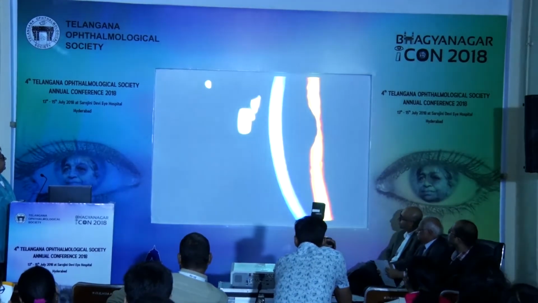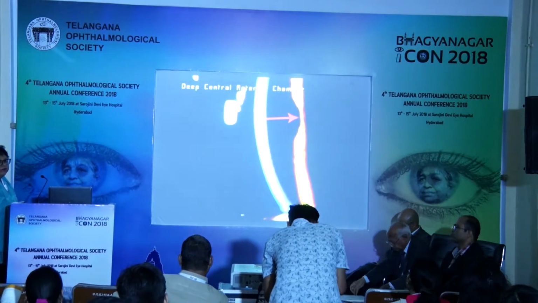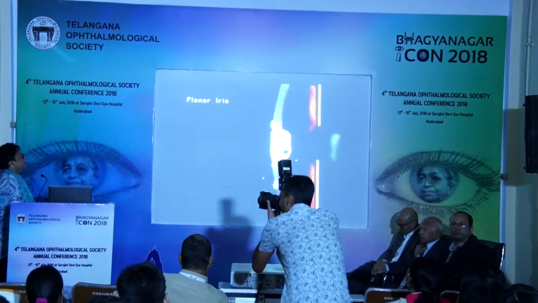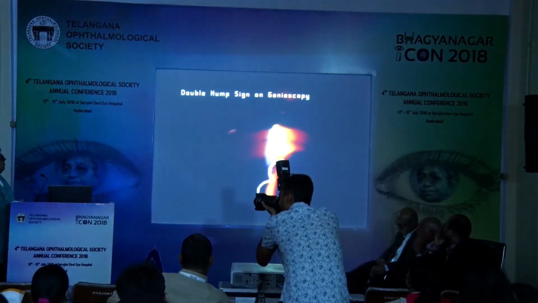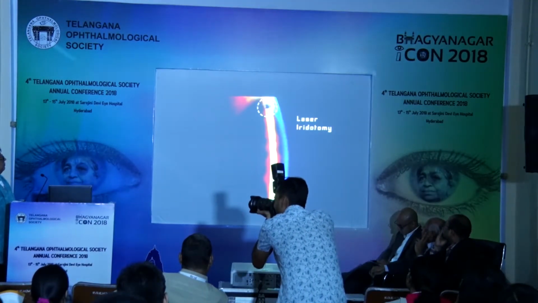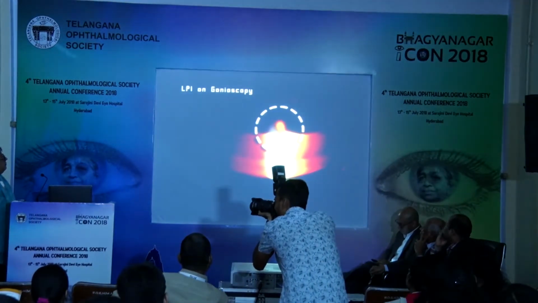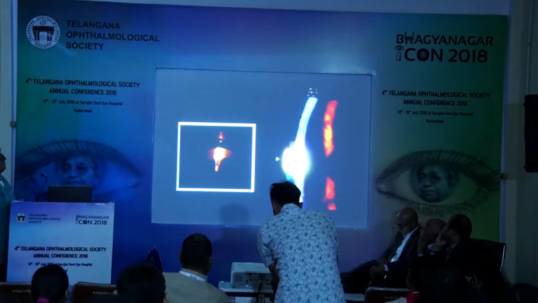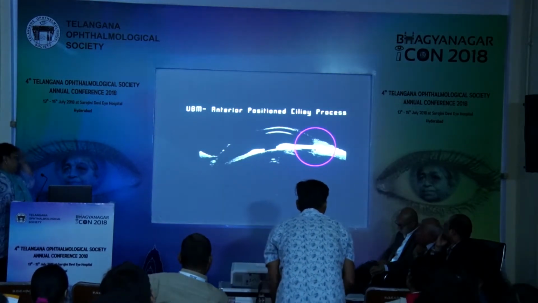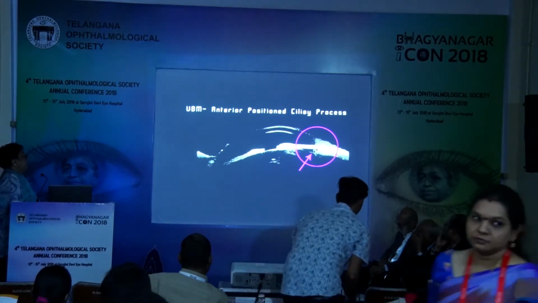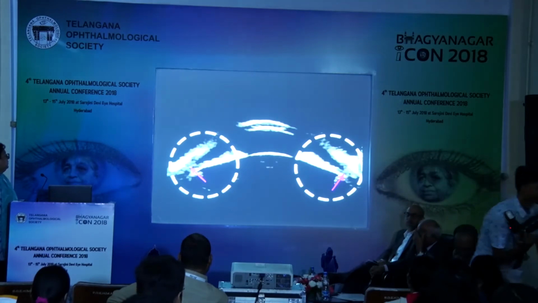Plateau iris is apparent clinically as a relatively deep central anterior chamber, planar iris, and a double hump appearance on gonioscopy, despite the presence of a patent laser peripheral iridotomy. Anatomically, plateau iris is defined as anteriorly positioned ciliary processes that push the peripheral iris forward, resulting in iridotrabecular proximity.